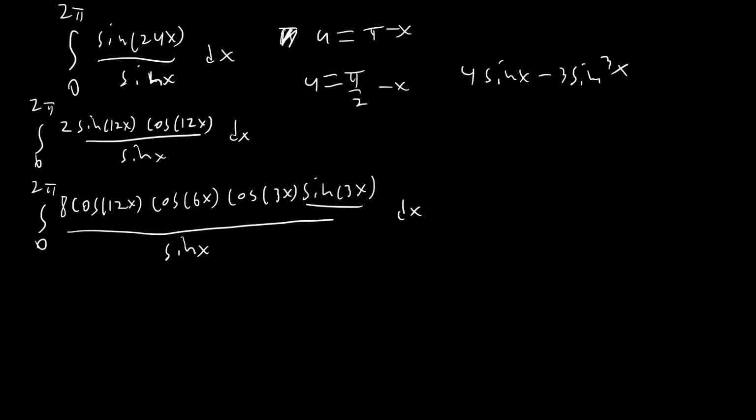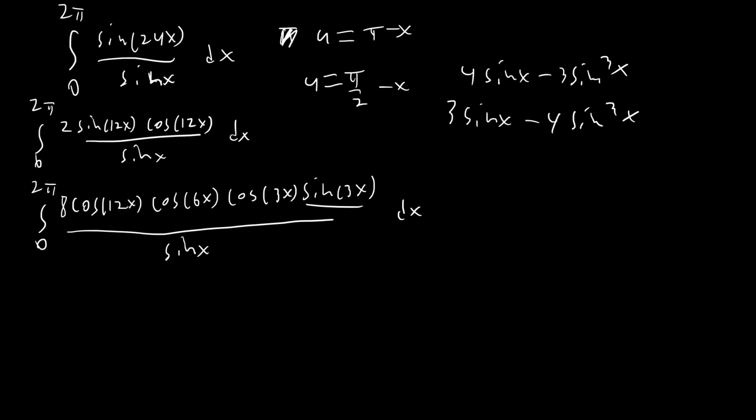Maybe it's the other way around. 3 sine of x minus 4 sine cubed of x, I believe. I'm just checking it for a few different values just to be sure. Yeah, so this is actually what it is.